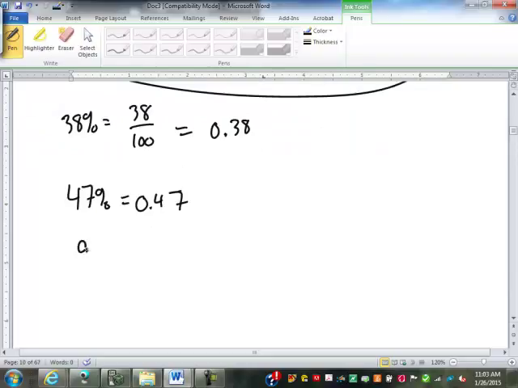What if we have 9%? What's that become as a decimal? 0.09, good. 120%? 1.2, good. So you guys get the idea, let's do this one. 7.3%.